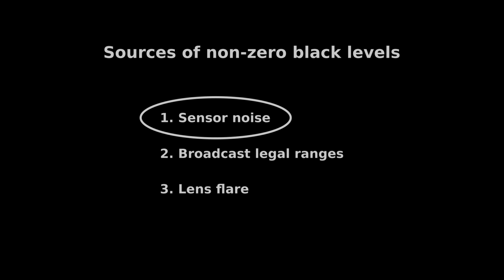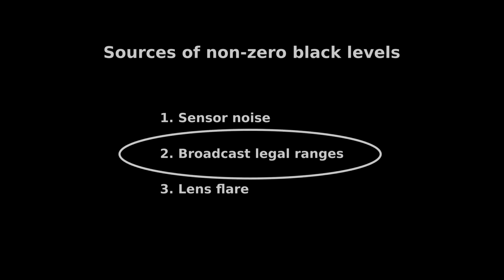So that's about all I want to cover about sensor noise, aside from what is probably going to be a boatload of footnotes at the end of the video. But now let's move on to just a quick overview of broadcast legal ranges. I'm not going to go super deep into this because there's still aspects of the origins of this that I'm not super sure about, but I do want to cover at least the current state of things and how that can affect black levels. So let's jump right into that.